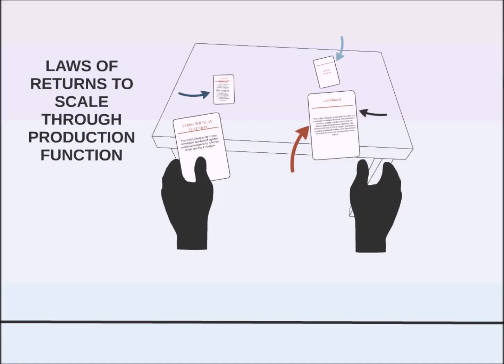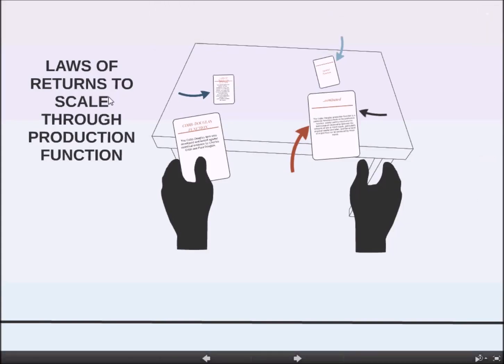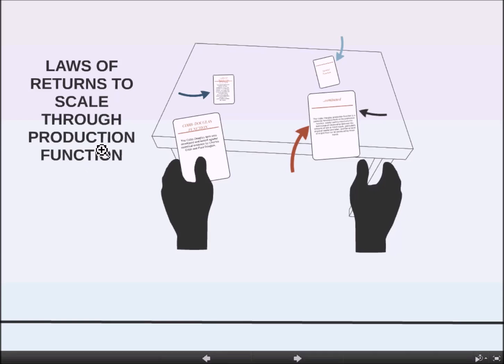We have already studied how we need to determine the laws of returns to scale with one tool of analysis, that is isoquant curves. In this session, we'll be studying laws of returns to scale determined through the other tool of analysis, that is production function. Now let's revise what a production function is.